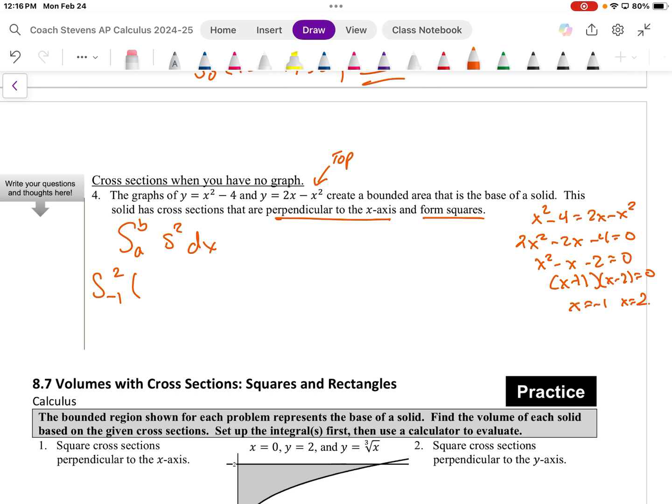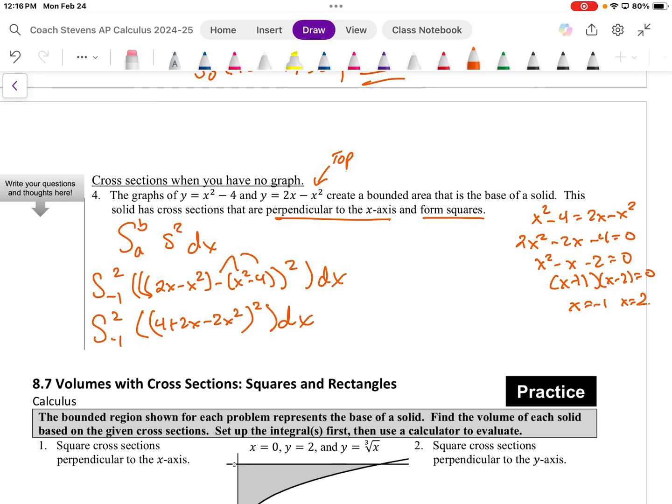Okay, all right, so which one's on top? On top we would have the quantity 2x minus x squared minus the quantity x squared minus 4, and all of that squared, put an extra set there, and then dx. Woo! That's the yuckies. Now again, if you want to combine some stuff, negative 1 to 2, I can distribute the negative. So that would be 4 plus 2x minus 2x squared, quantity squared, and then dx. And that would be the cleaned up version.